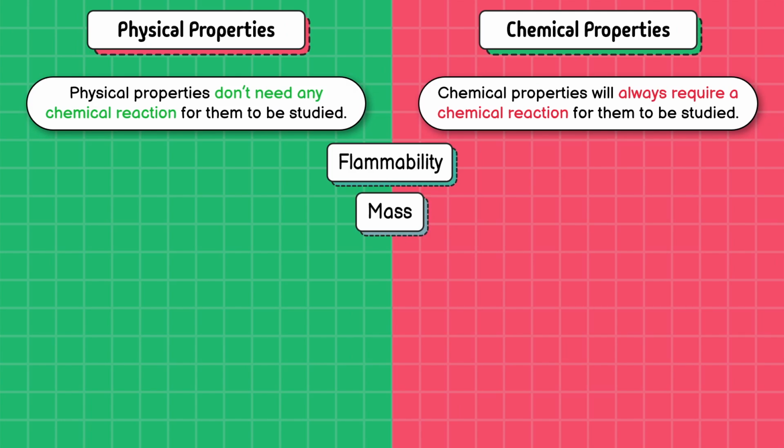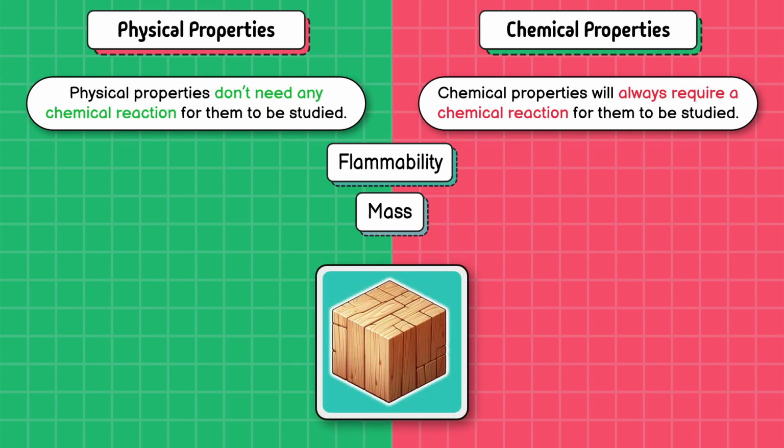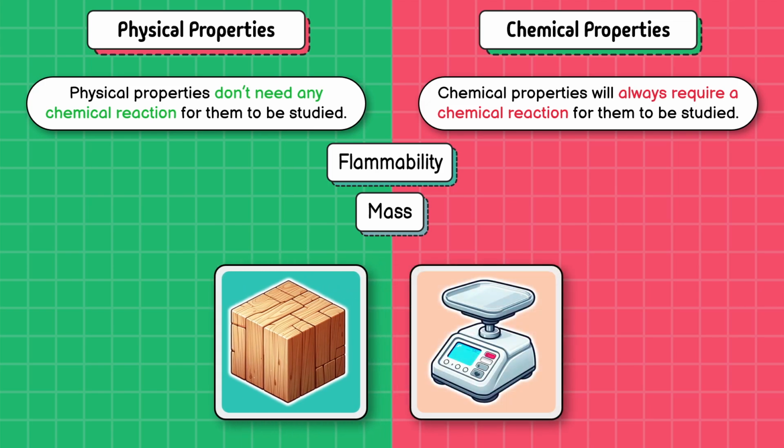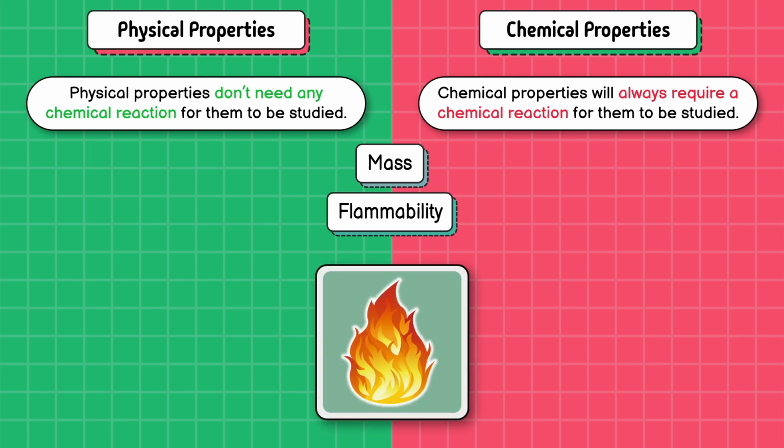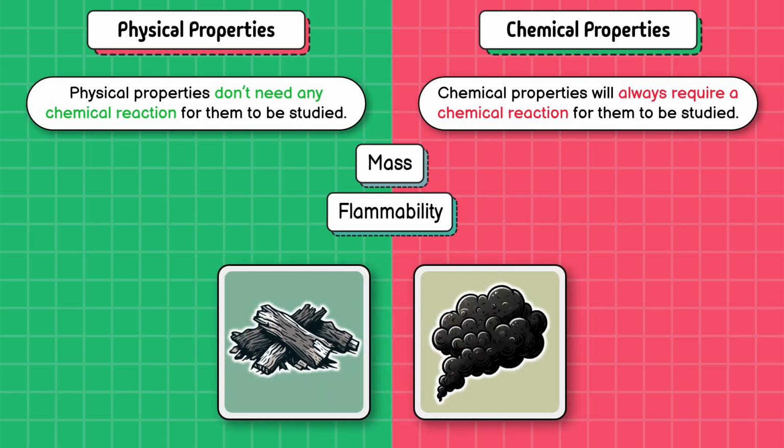Let's suppose we want to classify these two properties into their respective categories. To do this, we first have to understand how both of these properties are studied. To study the mass of an object, let's say this wooden block, we will simply put this block on a balance and measure its mass. On the other hand, if we want to study whether this block is flammable or not, we have to burn it. And burning this wooden block will change its composition and convert it into other substances such as ash and smoke.